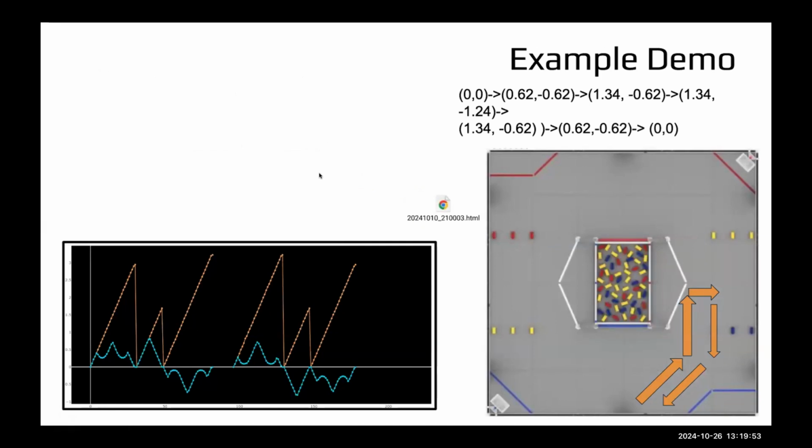So I have an example demo that I can show you. It's a pretty simple auto. It starts on the right side. It translates diagonally to the front, to the top right. It does a kind of box movement here, and then it comes back. So if you want to set up the data visualizer, I can run it on the field.